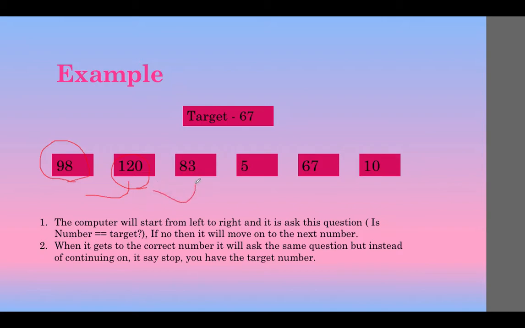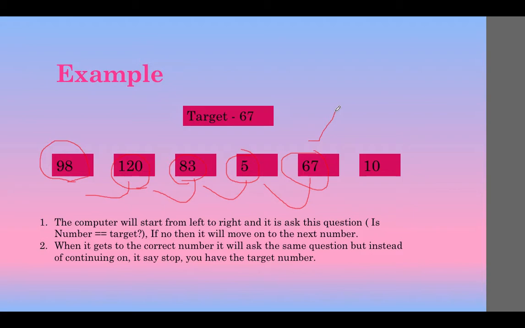We move on. Same again. Are you 67? No. Same again. Are you? No. Are you? Yes. So now we've got our right one, and then we're done. Okay? And that is basically how a linear search works. So it's in a straight line. It'll start from the start and it'll plow its way through.